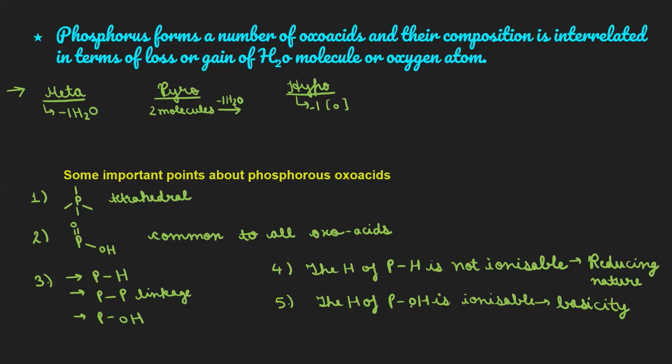And if our oxoacid contains two P-OH bonds, then it is dibasic. And when it contains three P-OH bonds, then it is tribasic, and so on. Okay, so these two are the most important ones. Sometimes a question is asked from these as well. Now let us see what the oxoacids of phosphorus are in detail.